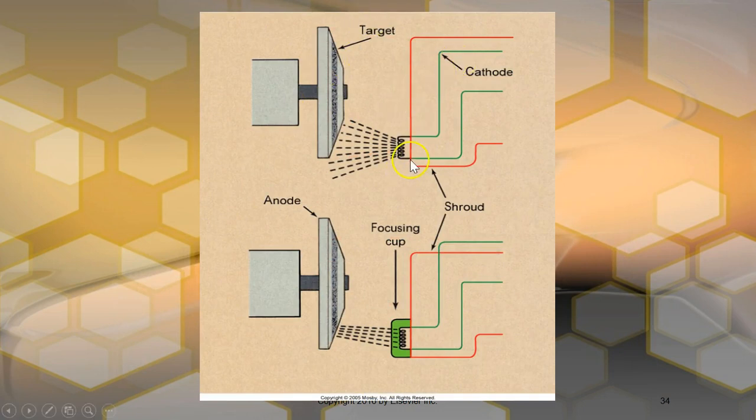Here's the cathode. Here is the shroud that is actually around it, and then there's the focusing cup. So this is a larger, this is a smaller, and so when you focus it, then it hits only here instead of way out here. So it keeps them together when it goes to the anode, and if it did not have a negative charge in the cup, then the electrons would be spread out everywhere.